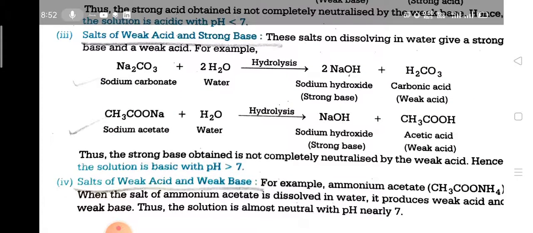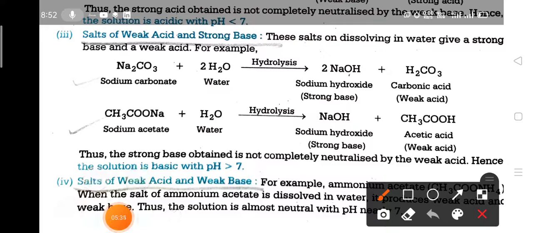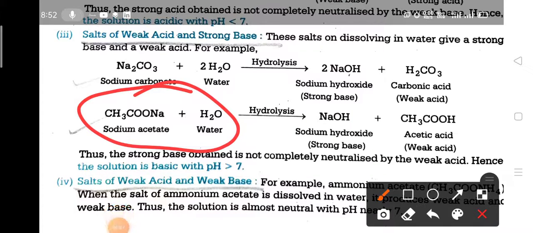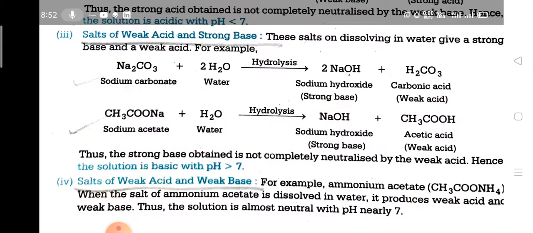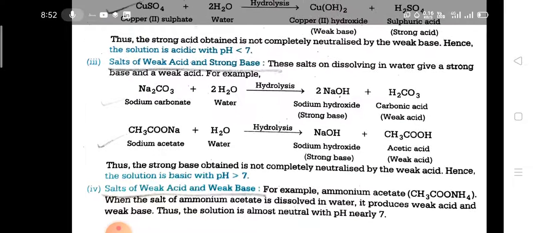Next is sodium acetate. When sodium acetate reacts with water, that means the hydrolysis of sodium acetate, it will form a strong base, sodium hydroxide, and acetic acid. Acetic acid is also a weak acid because it is an organic acid. So according to the presence of the strong base, its pH will be greater than 7. Thus the strong base obtained is not completely neutralized by the weak acid, hence the solution is basic with pH greater than 7.